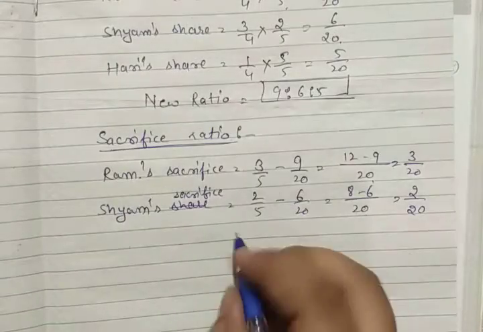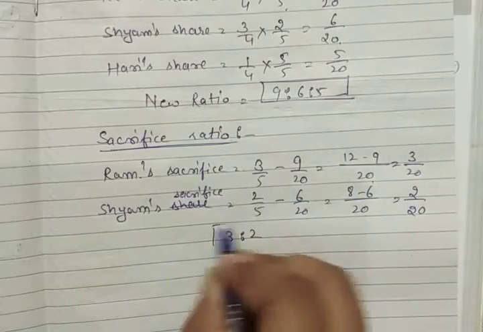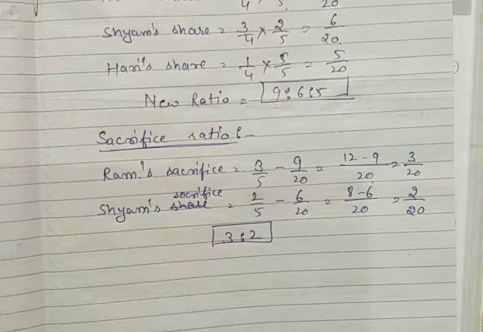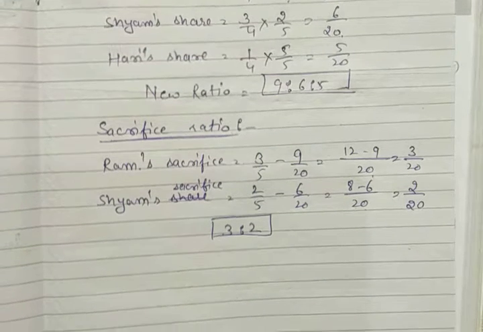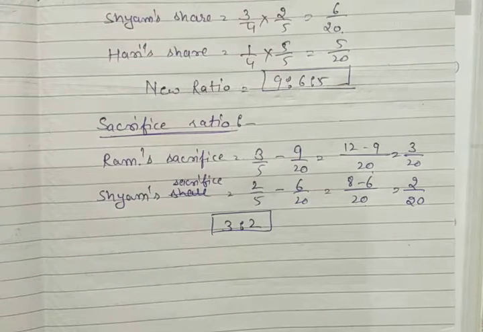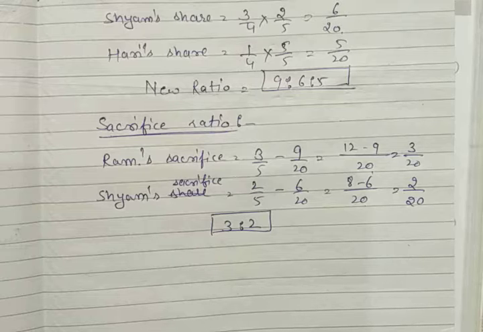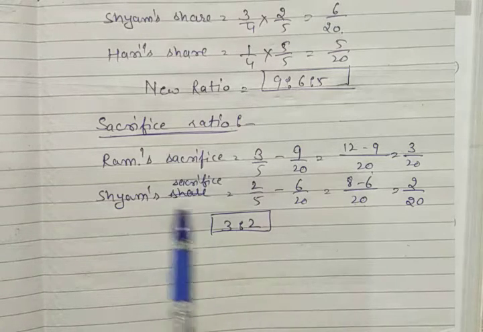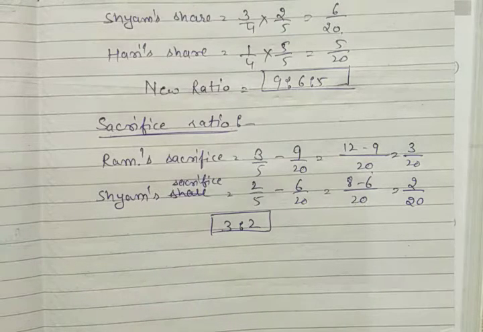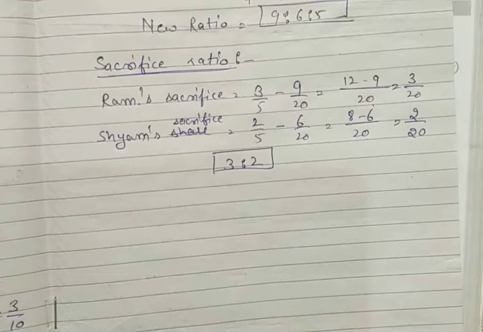So the sacrifice ratio is 3:2. This is the sacrifice ratio. And now the share that is bought by Hari, that will be distributed in the old partners in the sacrifice ratio. So let's do the journal entries.